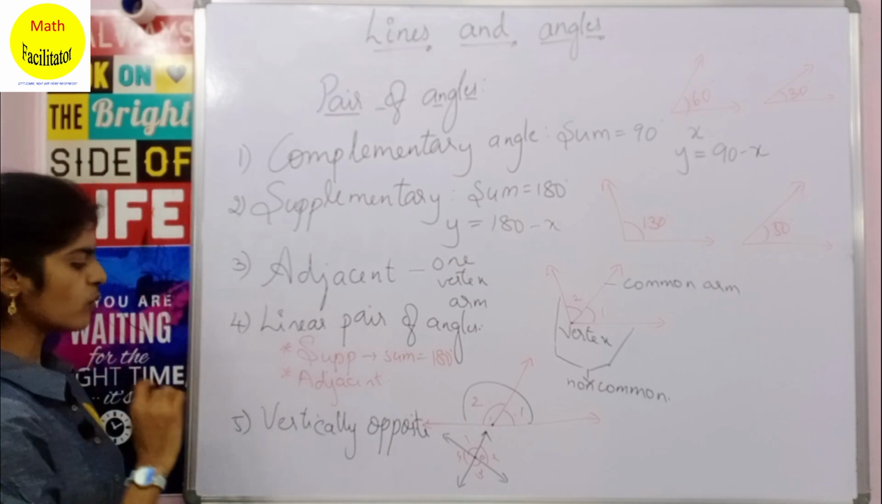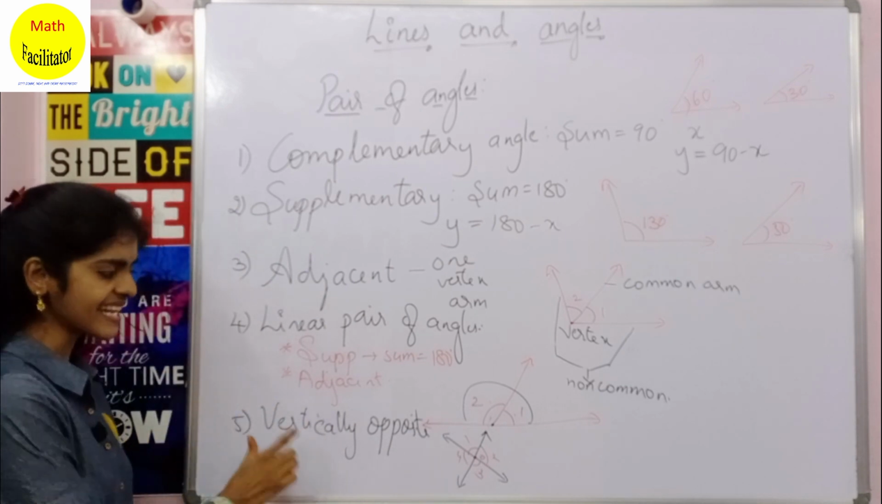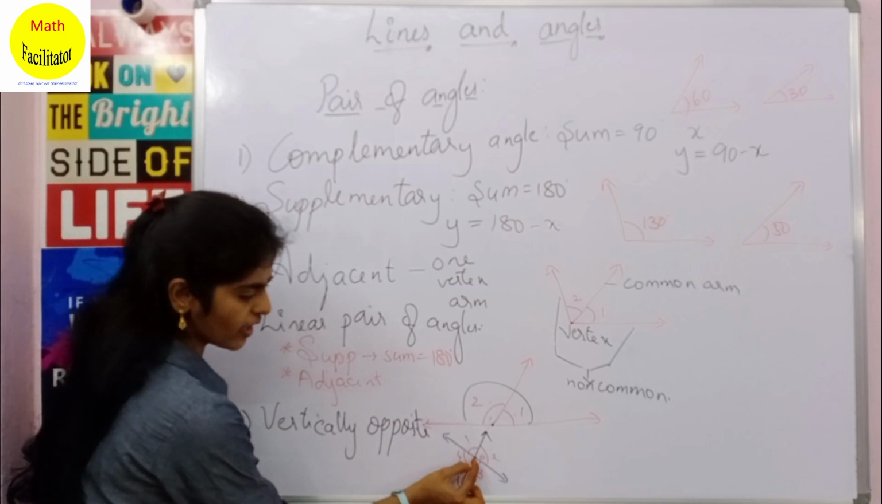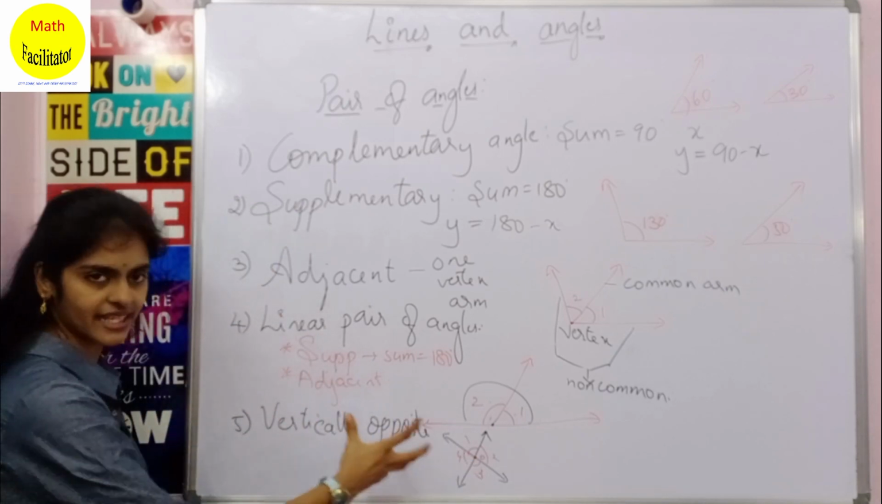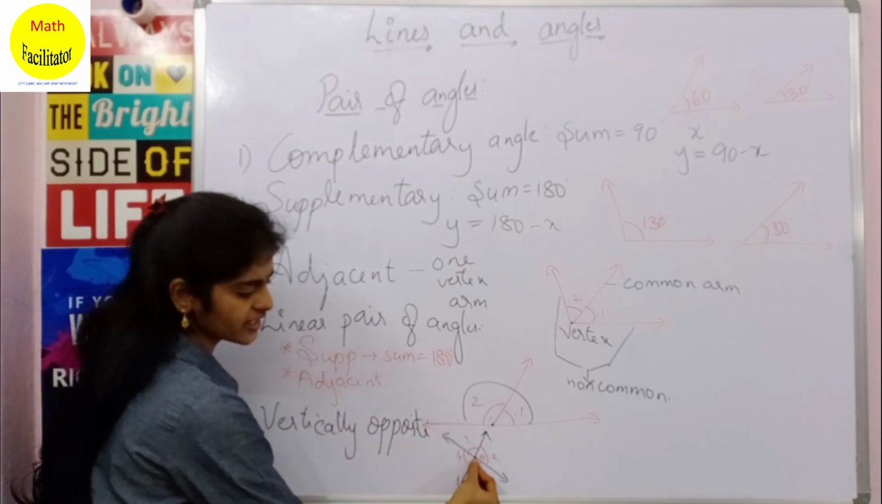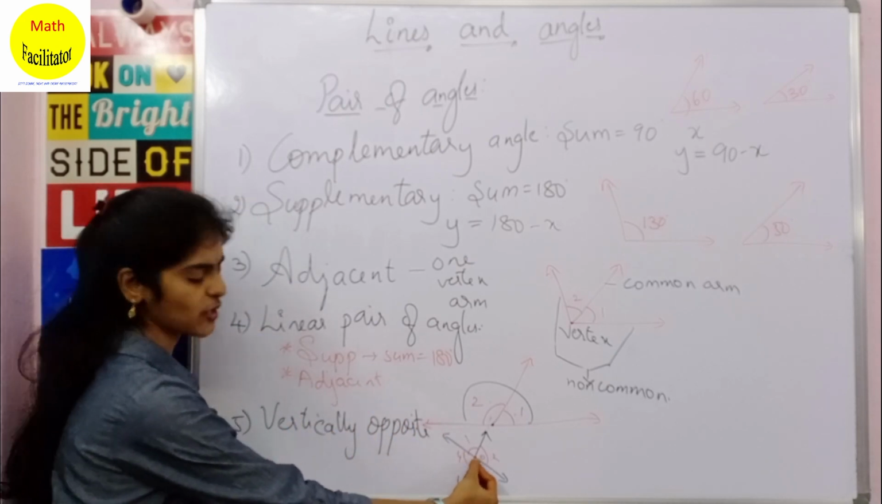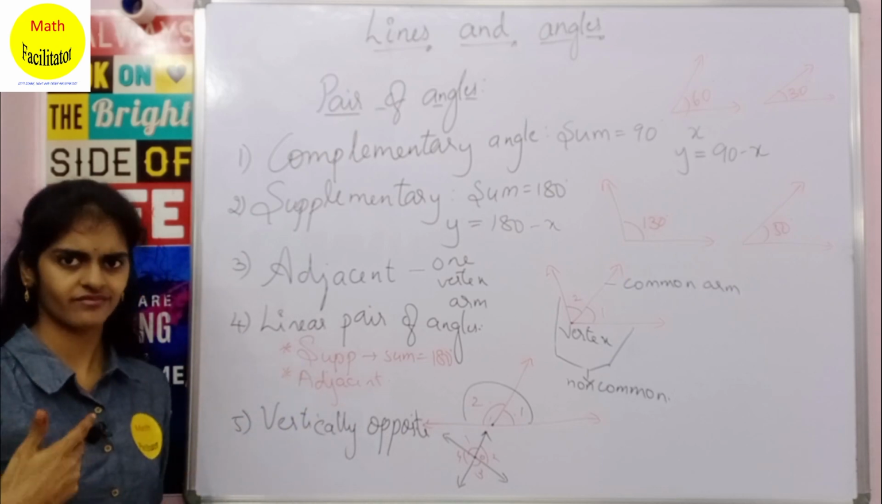Okay, now what is vertex? Vertex is nothing but this point where the two lines are meeting. It is called a vertex. Clear? We'll go by the name. Vertex is the point where the two lines are meeting. It is called vertex.